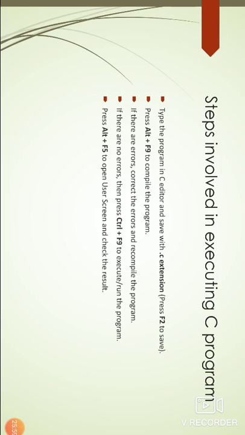After that, if you want to see the result or check the user screen, which is nothing but the output screen, press Alt plus F5. Now you will see the result. These are the steps involved in executing a C program.